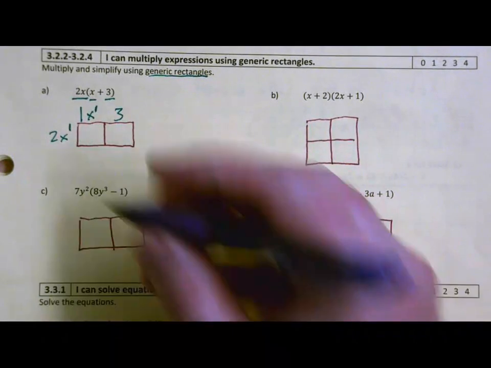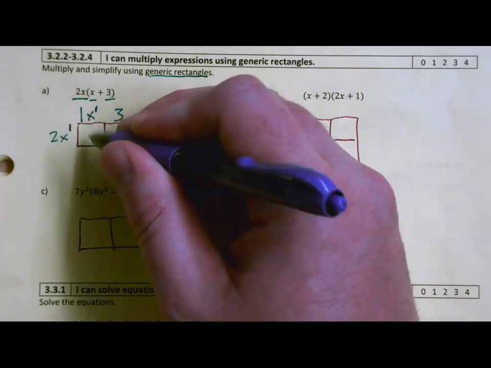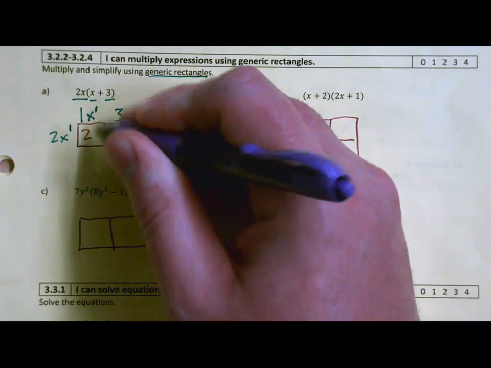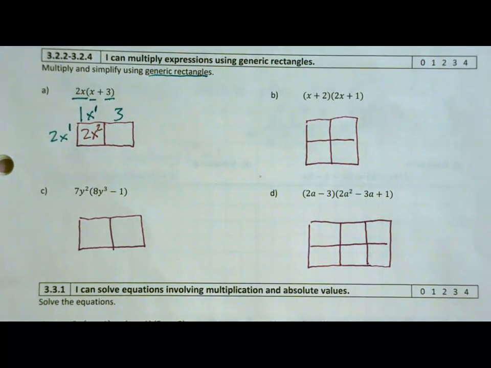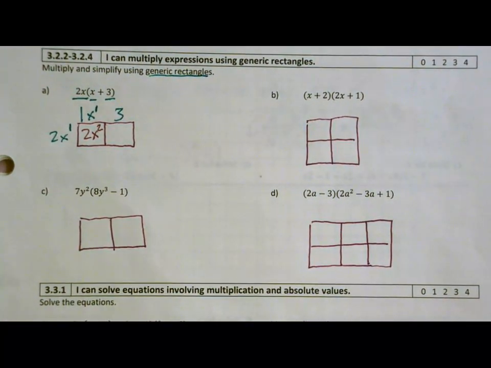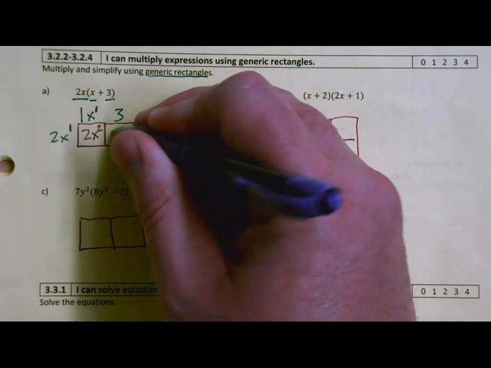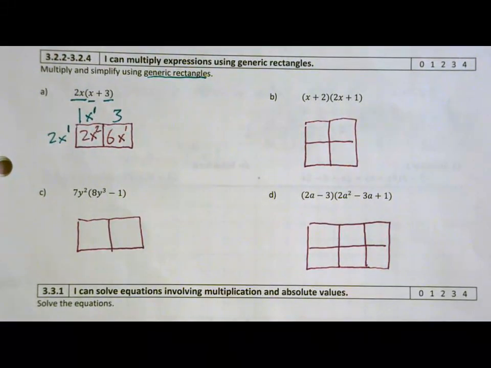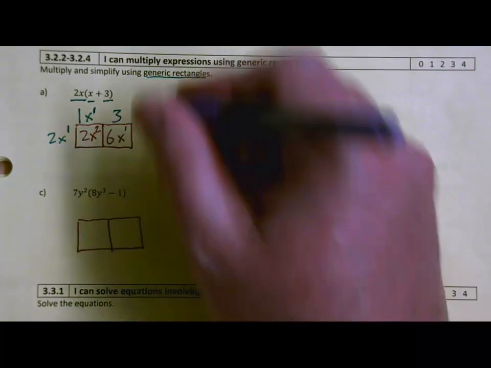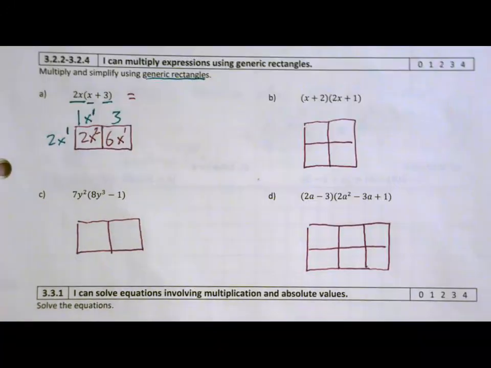So we're going to multiply. I got 2 times 1 is 2, and x to the first times x to the first is x to the second. So you should have 2x to the second in that first box. And here you've got 3 times 2 is 6, and we have x to the first. So 2x to the second, 6x to the first inside the box. And that's going to be our answer.